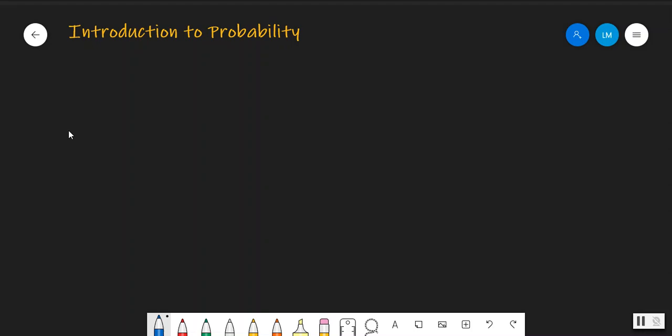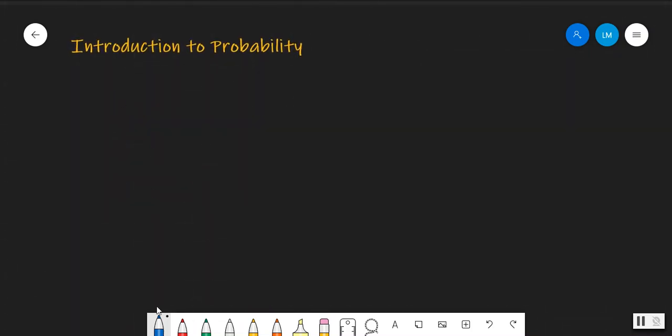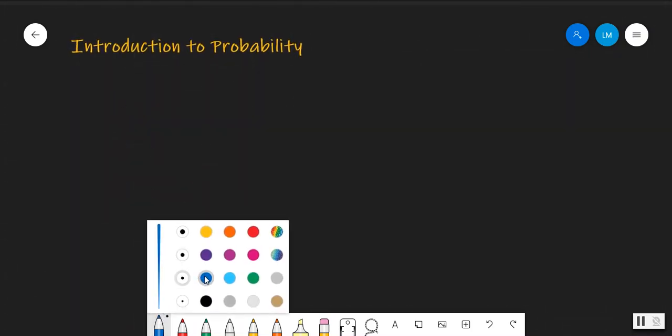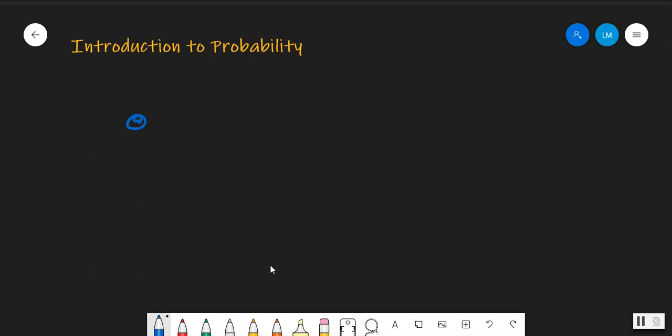Hello, today we're going to start talking about an introduction to probability. Now, the usual starting place that we have with probability is looking at what we call sample spaces.